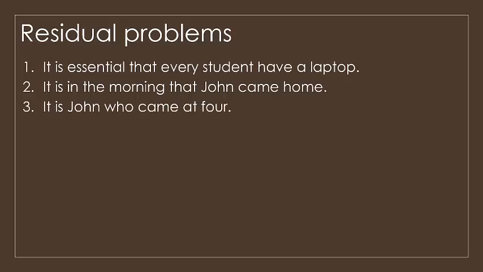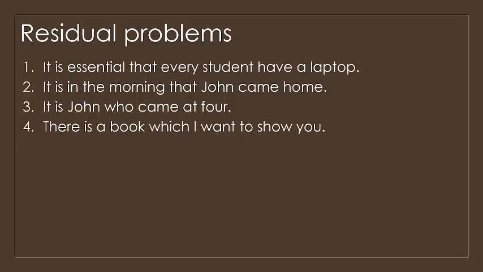And then we have it's John who came at 4. So here we have a noun, it's John who came at 4. Instead of a noun and to infinitive, we have a noun and a clause, or a relative clause, who came at 4. And then we have, there is a book which I want to show you. Here we have a relative clause, which I want to show you. How is the structure of the sentence with these elements? There is a book which I want to show you.